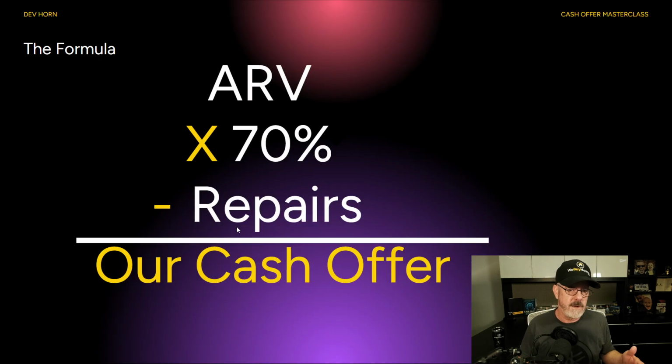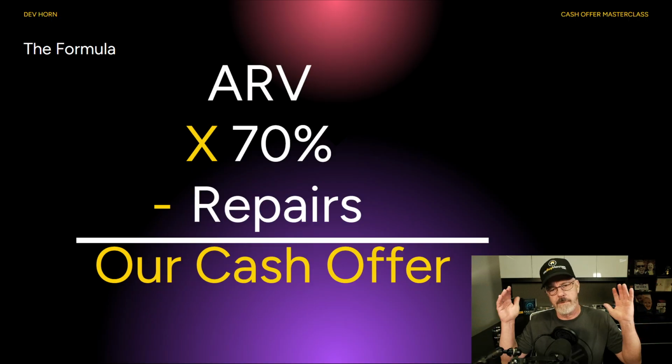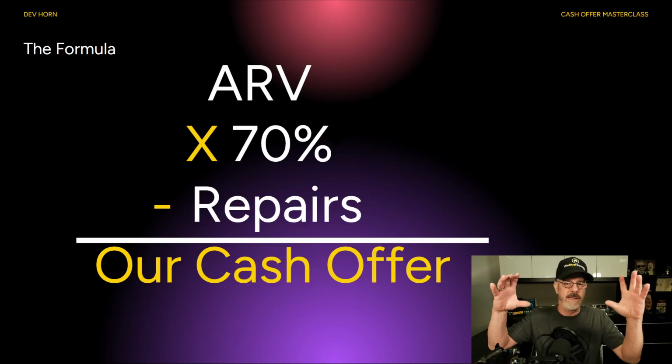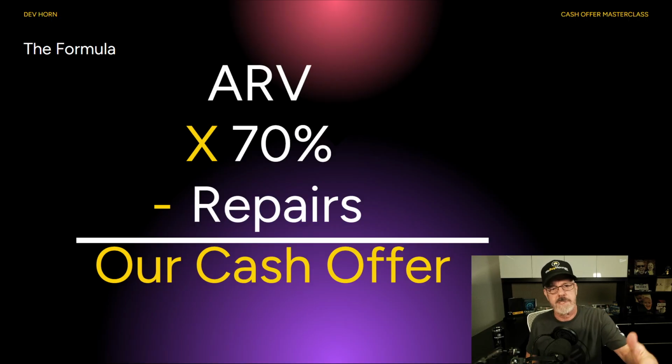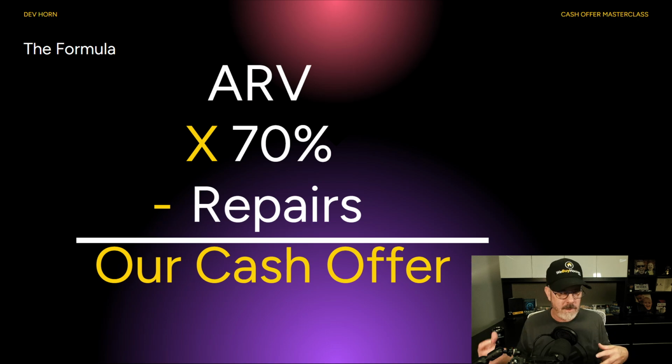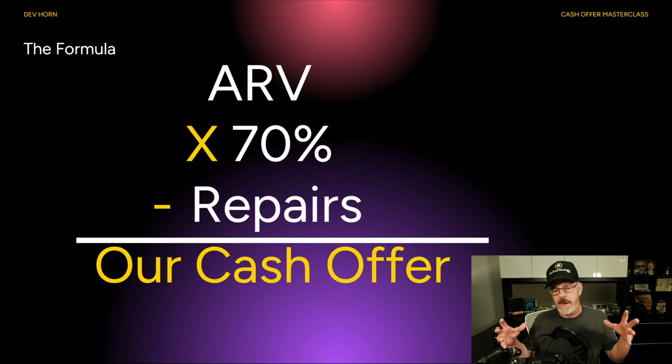So let's talk about the actual formula. Once we know our ARV and repairs, the basic formula for a cash offer is the after repaired value times 70% minus the repairs. And that would be our cash offer, that number that's calculated. And you'll see that in my videos where we're going property by property. We're kind of exercising our muscle of, what do repairs look like? What is that telling us? And, what should our cash offer be?